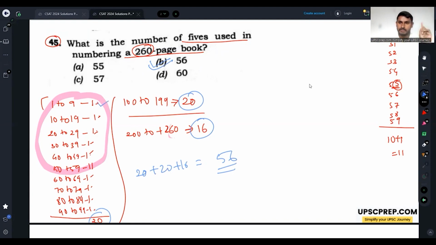From 1 to 9, there will be just one 5. From 10 to 19, again just one 5. And this is the catch, right? From 50 to 59, there will be 11 times that 5 will be used. Okay.